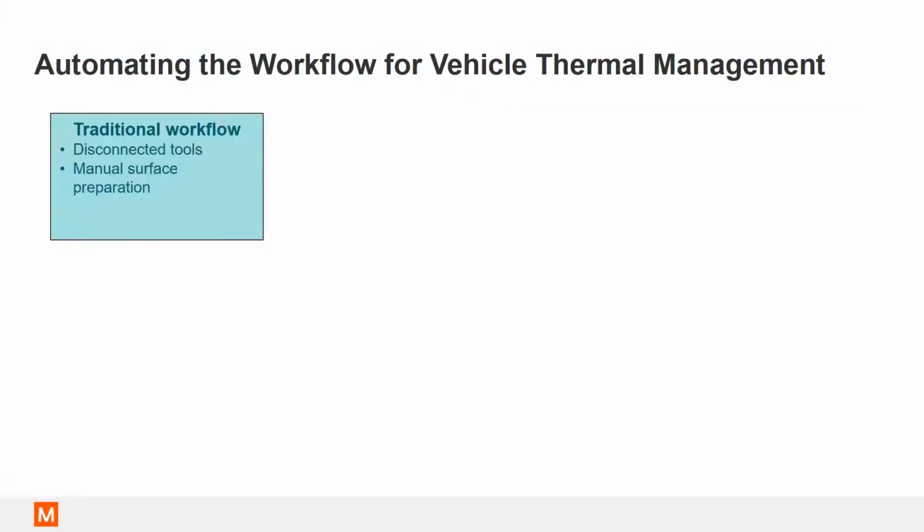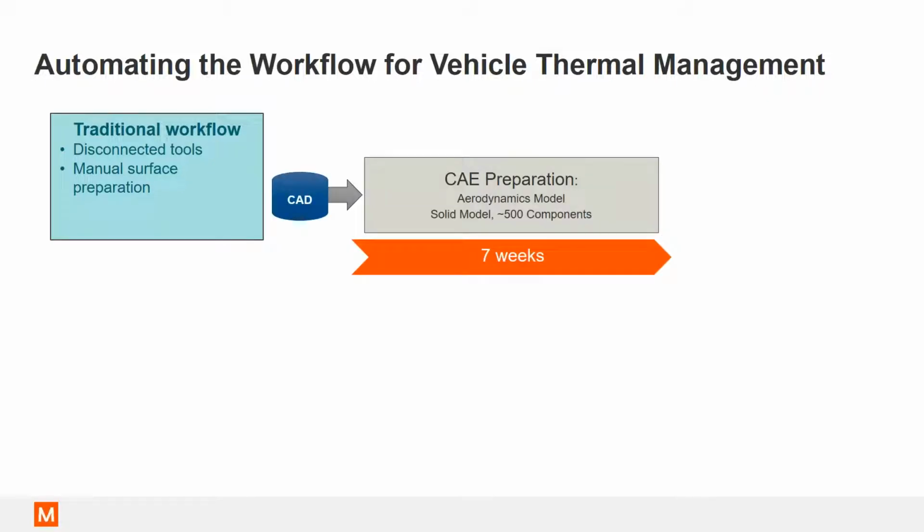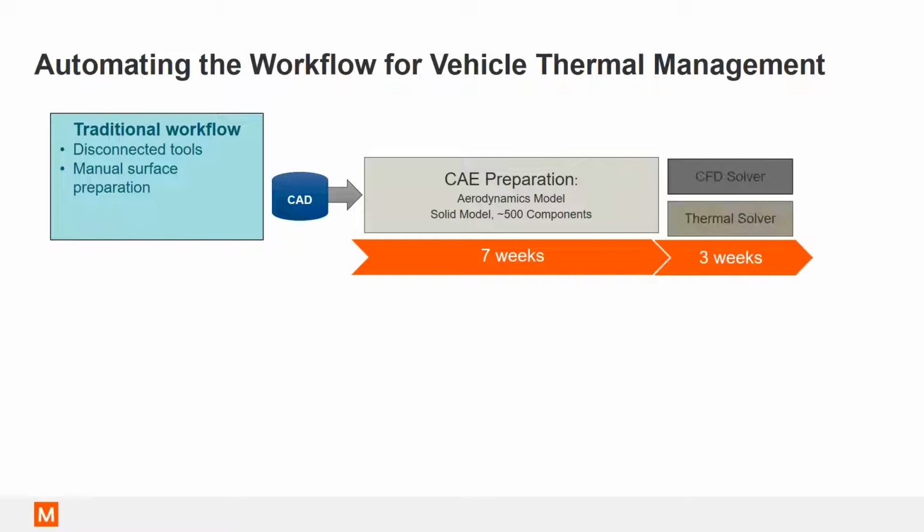In the traditional workflow, CAE teams download the data from the CAD system. The data is then taken to a third-party preparation tool, where typically surfaces are simplified and even components such as bolts, nuts, and clips are removed. To complete this for a full vehicle, this manual process of CAD to CAE preparation takes around 7 weeks.